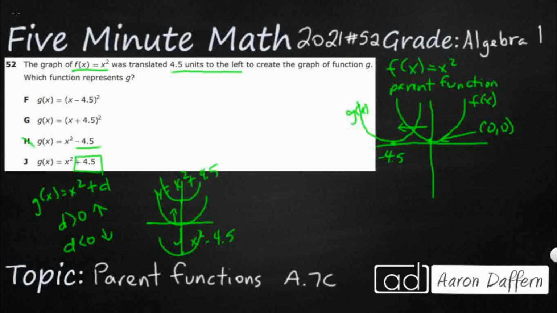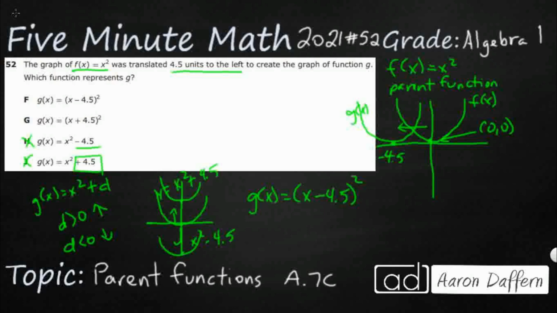So we're not looking at h. We're not looking at j. We're looking at what do we do inside the parentheses here. So we want to shift it to the left. Here's what is kind of counterintuitive. If we do, let's take f first. Okay, so g of x equals x minus 4.5 squared.